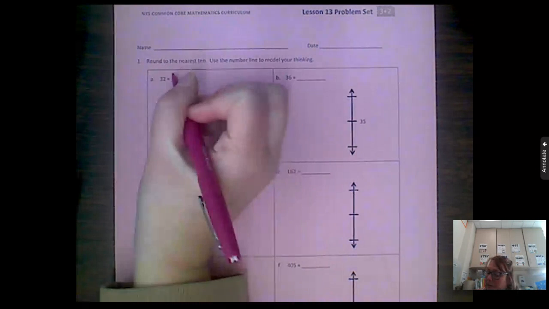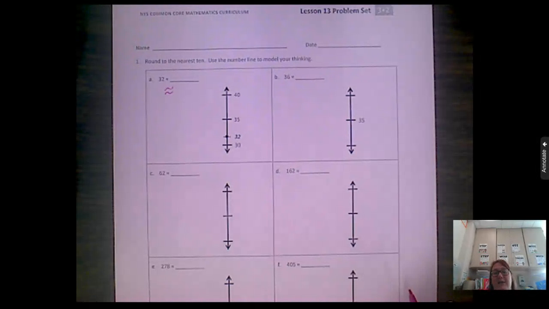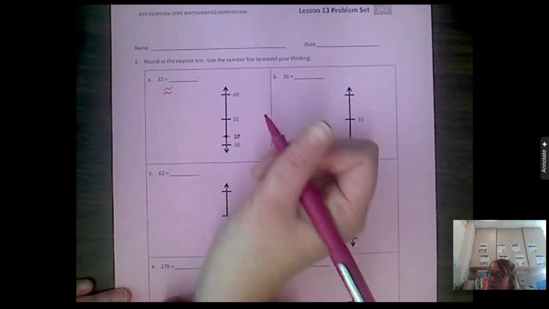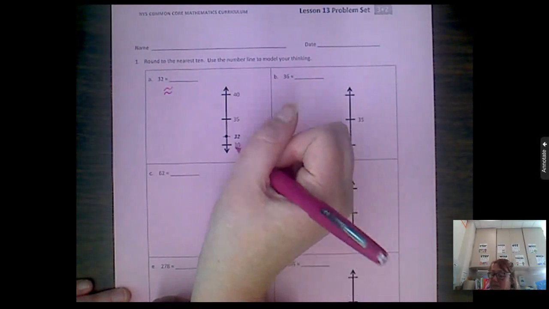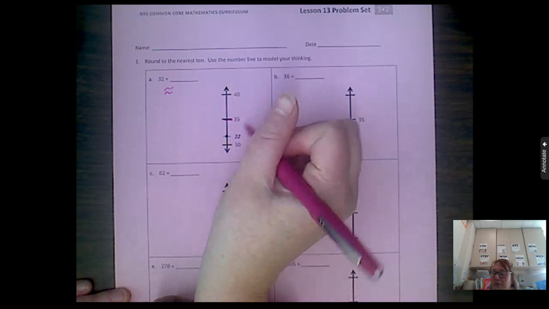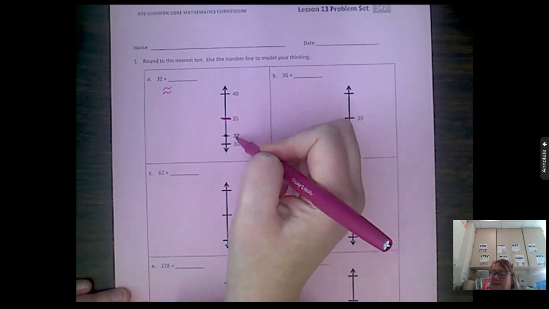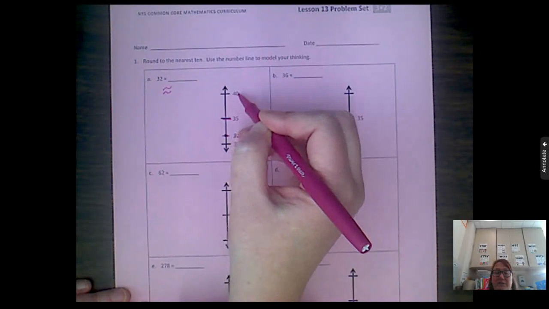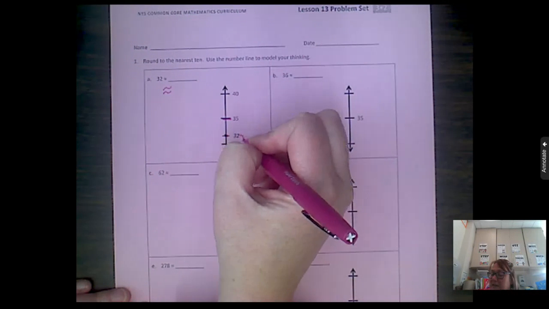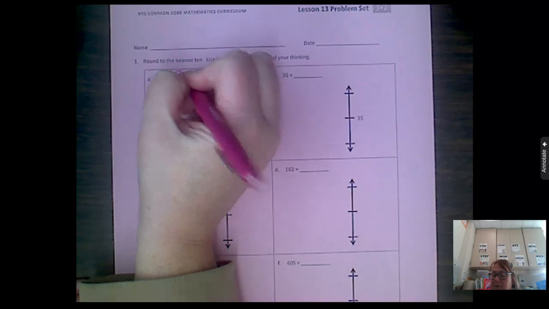And if we look here, they have these little squiggle lines. Those mean that it rounds to, or that it's about. So we're not looking for an exact answer there. It means that we're rounding and we're finding about what it rounds to. Okay. So we have a number line, and 32 is between the tens 30 and 40. 35 is right in the middle there. So 32 would be below that 35 mark, right? So it's right there. So that tells us, is 32 closer to 30 or is 32 closer to 40? It is much closer to 30, right? So that means that 32 rounds to 30.